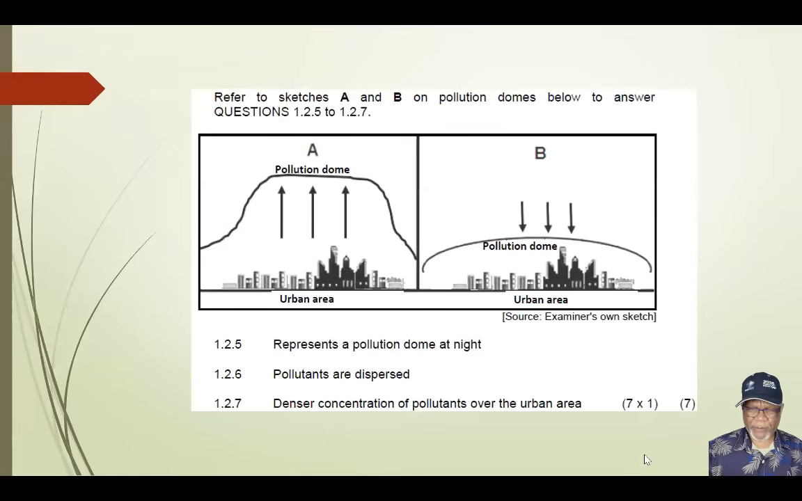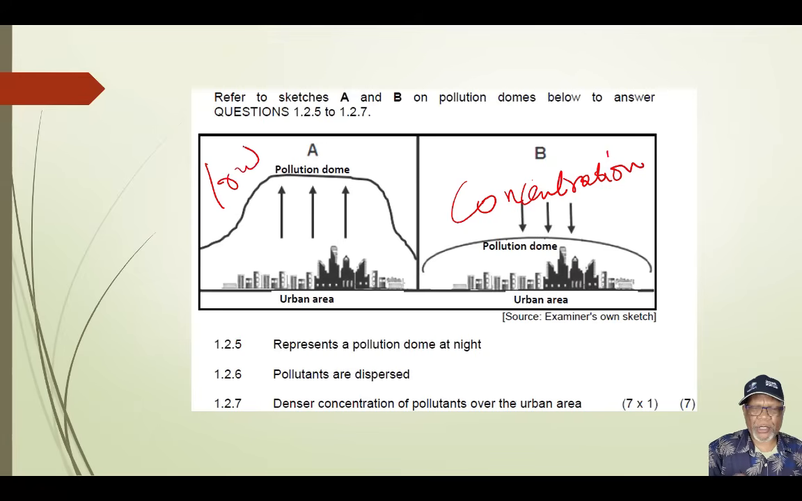We have some activity here regarding the pollution dome. We have the pollution dome during the night and during the day. The pollution dome during the day is higher because the temperatures are higher during the day and therefore the air is rising. But during the night, the temperatures are lower, so the pollution dome has a high concentration. Here the concentration is lower because the air is rising and pollution is spread.